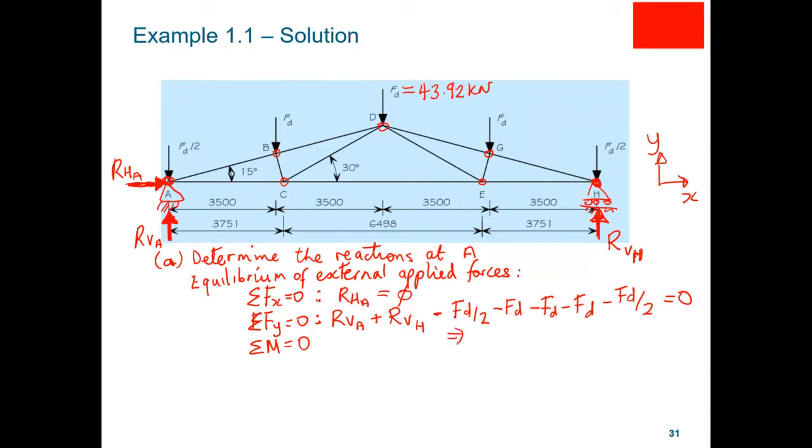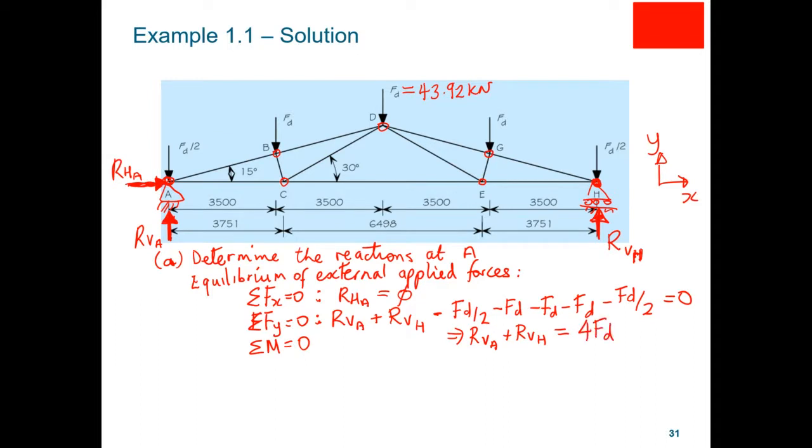Okay, so that tells me, well, I have two unknowns. I keep all the unknowns to the left hand side. It's RVA plus RVH, the reaction at A and the reaction at H. I don't know those. And I know what the FDs are because they're 43.92. I was given those and I've got 1, 2, 3, I've got 4 of those. So I've got 4 FDs.